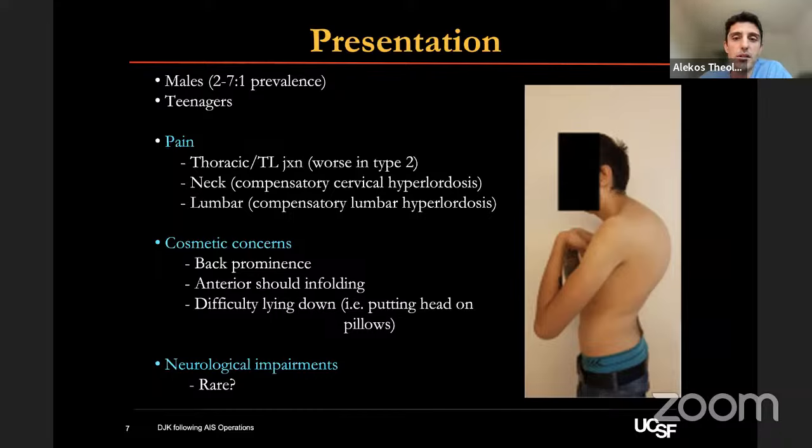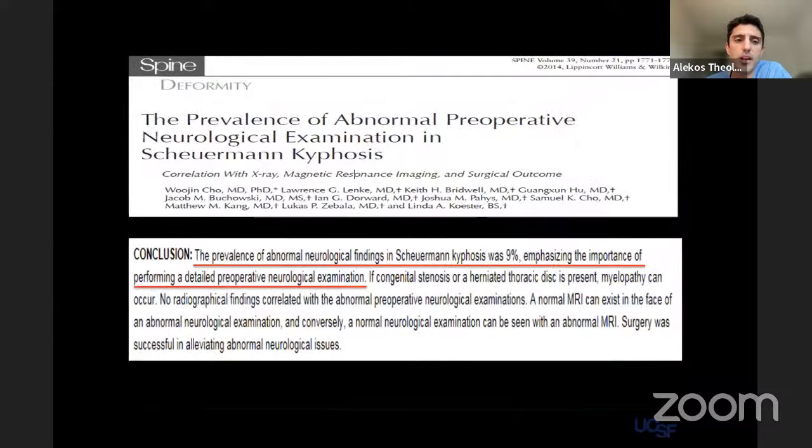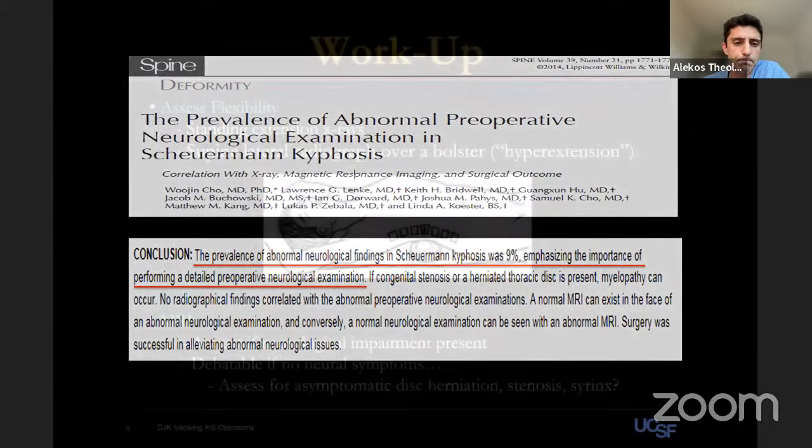Neurologic impairments, many references will state that it's rare. However, this is a nice study from the WashU group in 2014 that found that there was a prevalence of nearly 10% abnormalities in neurologic findings. So I wouldn't consider that terribly rare. It does deserve closer inspection neurologically of these patients, and it's something that should not be overlooked.